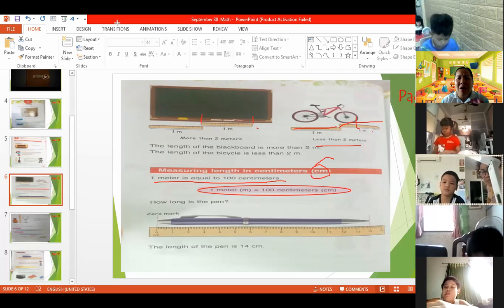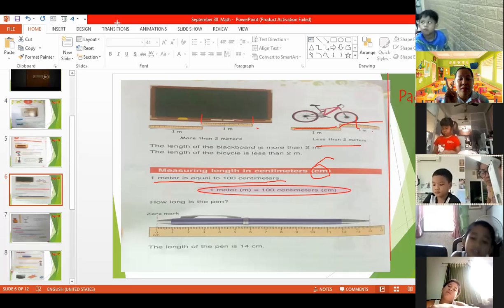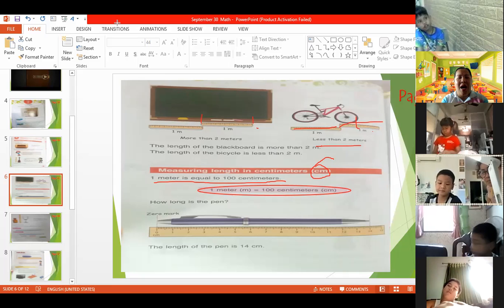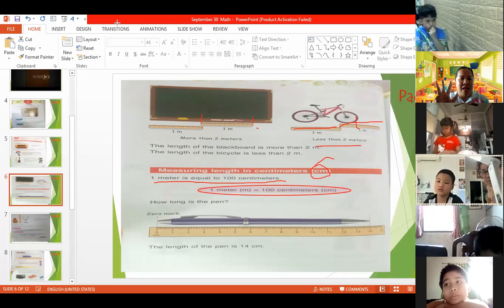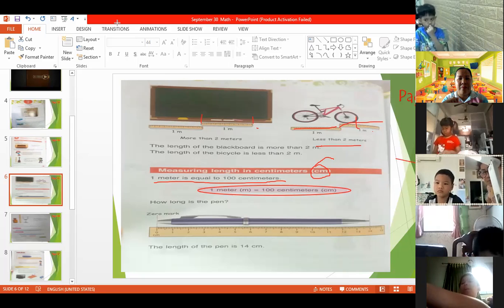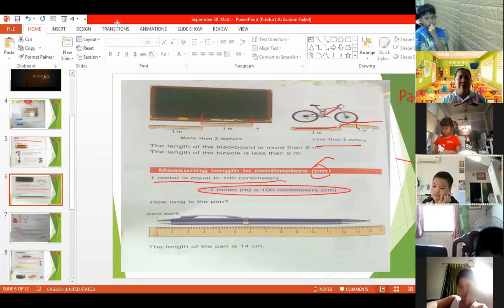How about if I ask you 2 meters, how much in centimeters? 200. Yes, 200 centimeters. How about 5 meters? What is the equivalent in centimeters? 500. Yes, it is 500. Very good.